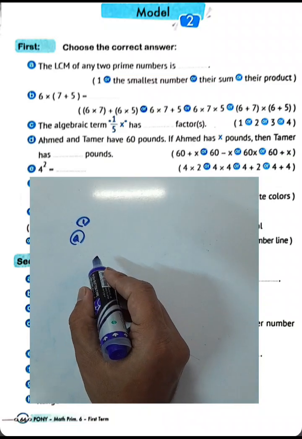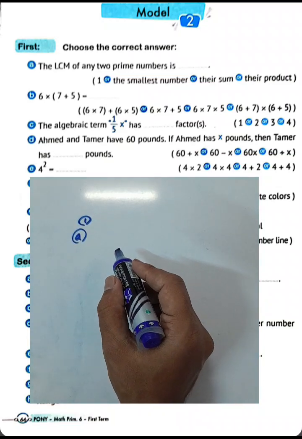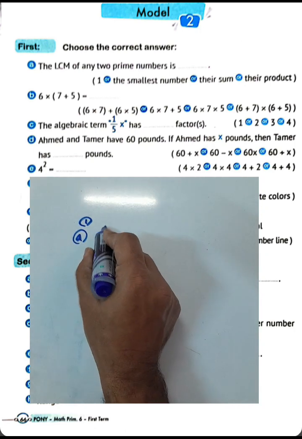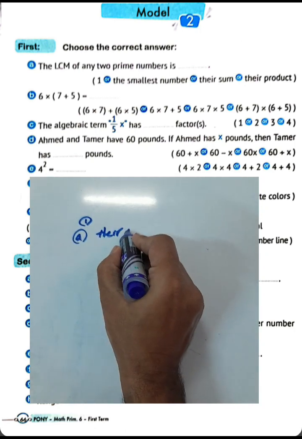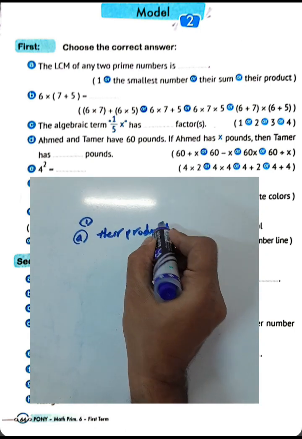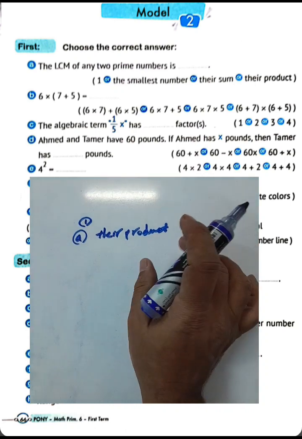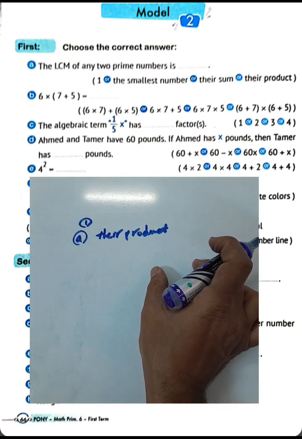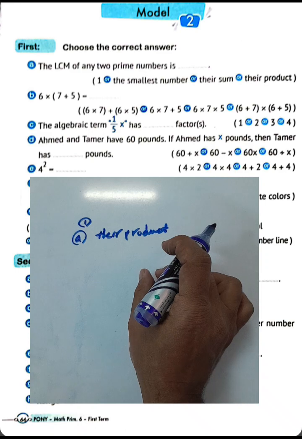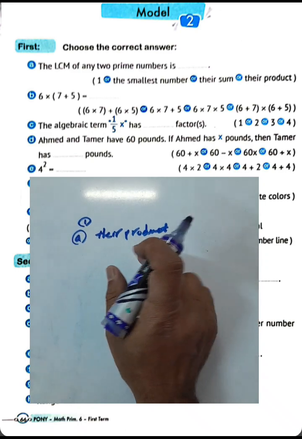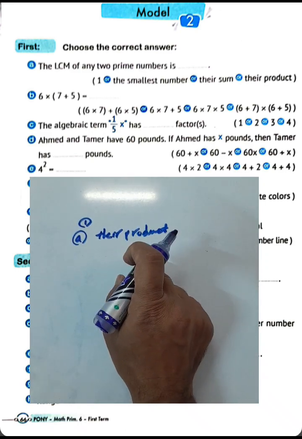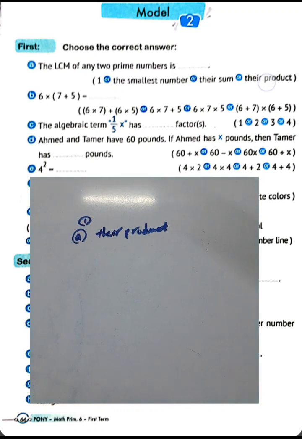The correct answer: the least common multiple of any two prime numbers is their product. For example, for 2 and 3, we can find the least common multiple by multiplying the two factors: 2 times 3 equals 6. But in this example, we want to find, in the space, their product. Choose the fourth choice here.